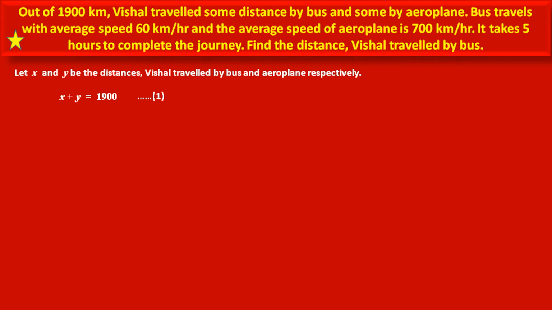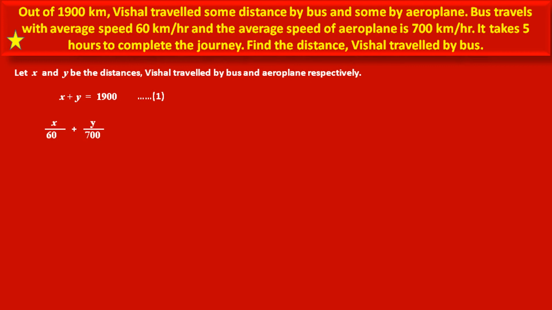Now see, especially for bus, distance covered by bus is x kilometer and its speed is 60 kilometer per hour. So time used by bus is x upon 60. Means we shall travel by bus in x upon 60 hours, plus, now we shall travel by aeroplane.